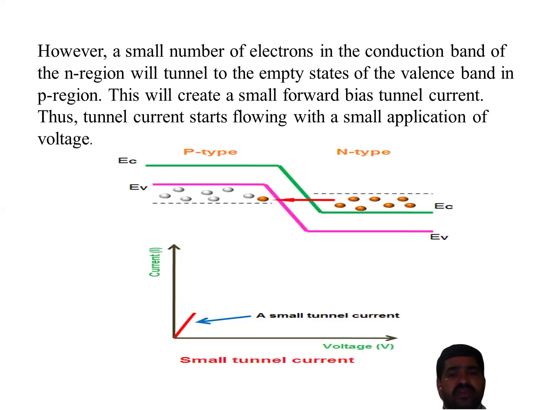A small number of electrons in the conduction band of the N region will tunnel to the empty states of the valence band in the P region. This will create a small forward bias tunnel current. The tunnel current starts flowing with a small application of voltage. So whenever a small voltage is applied to the tunnel diode, only a few electrons flow from the conduction band of the N region to the valence band of the P region. That's why only a small current flows whenever a small voltage is applied.